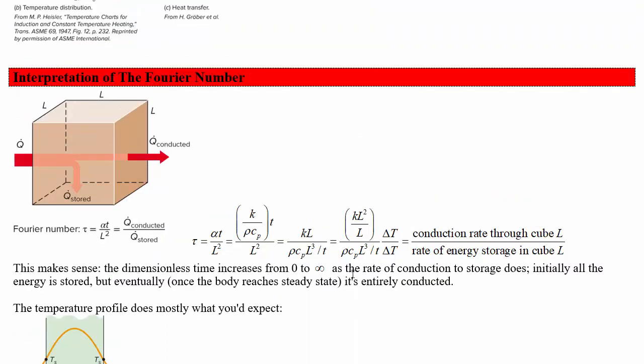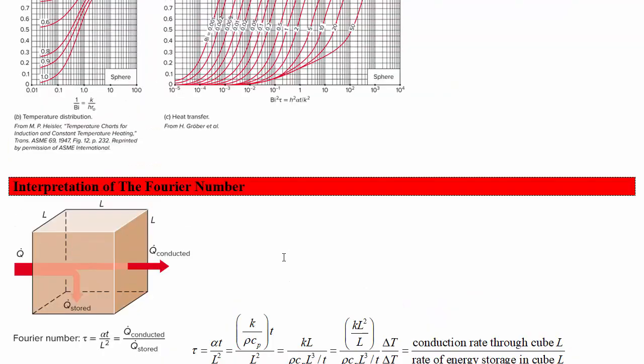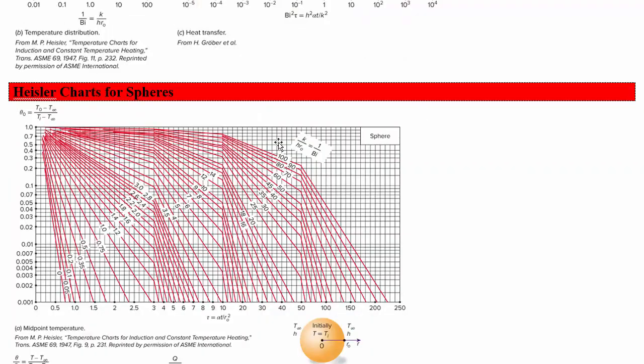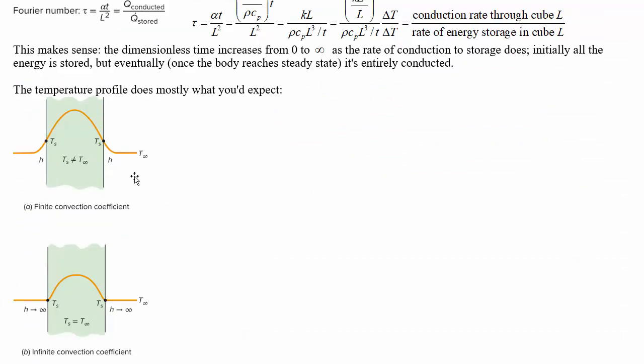Also recall that the Fourier number we said was the ratio of the heat conducted to heat stored. So that kind of makes sense. As time increases, less and less of the heat is stored in any given spot, and more of it is conducted through. Temperature profiles that we found for these different shapes, so say the infinite plane wall, depend on what's going on at the surface versus inside the object.